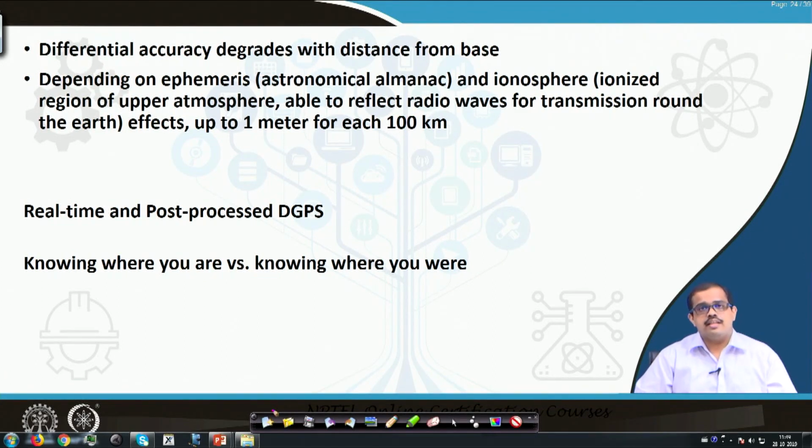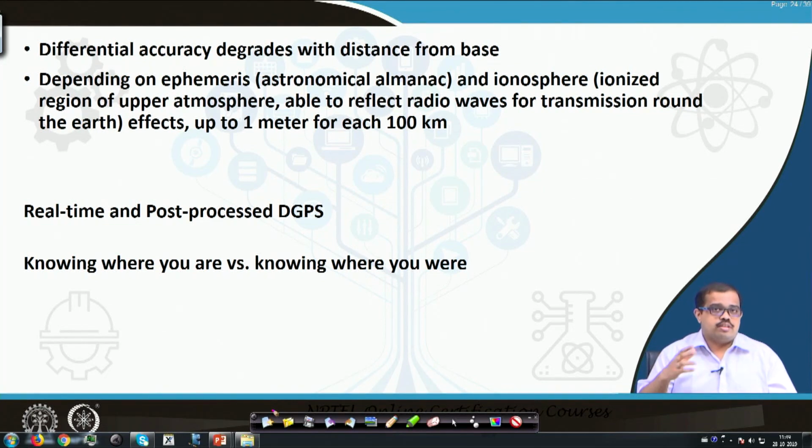Now, when you look at differential accuracy, it degrades with the distance from the base. That is what I said. The closer you are to the base, as there are no different incidences between different entities, or there is no multipath, the differential GPS works extremely well. When the distance from the base increases as you move around, then your DGPS can also have certain errors induced, but they are not the kind of errors that a normal GPS system has. These are very small, very minimal errors that are induced into the system.